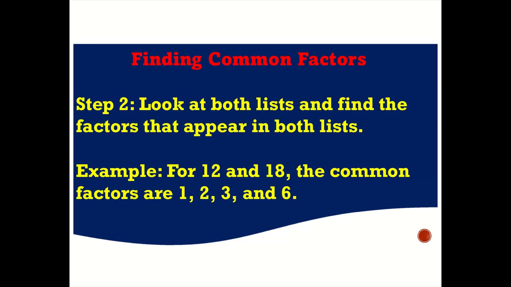Finding common factors. Step 2. Look at both lists and find the factors that appear in both lists. Example: for 12 and 18, the common factors are 1, 2, 3, and 6.